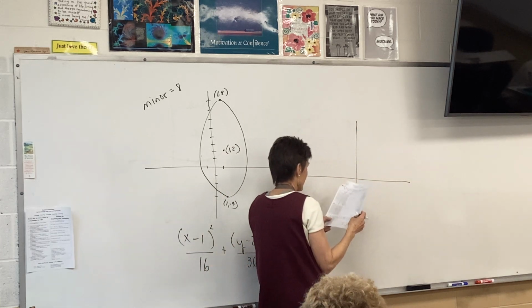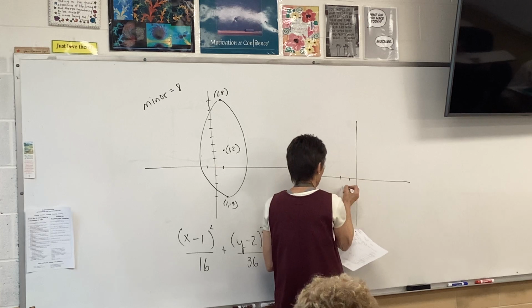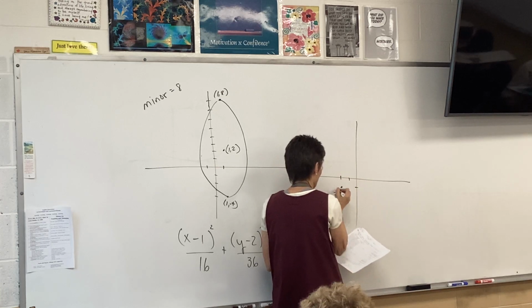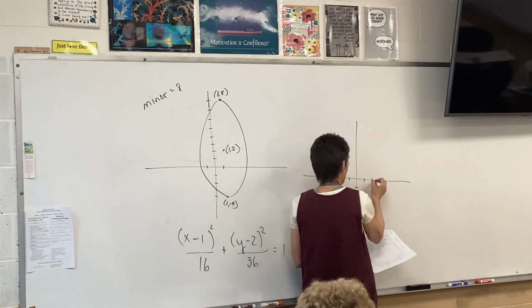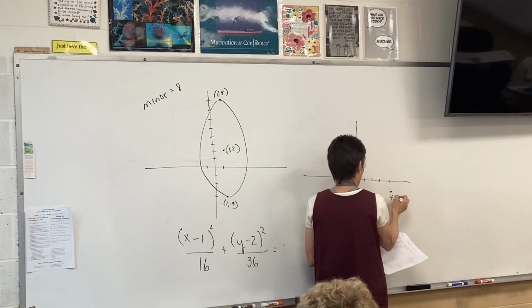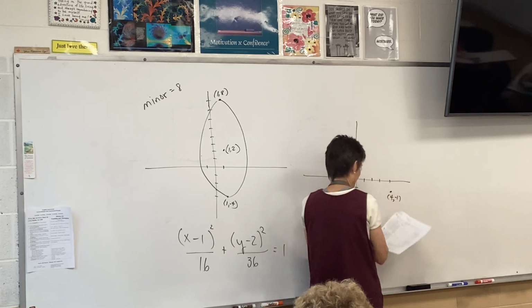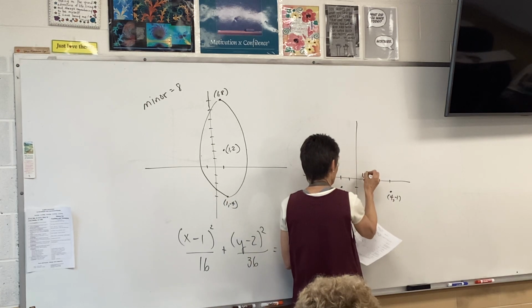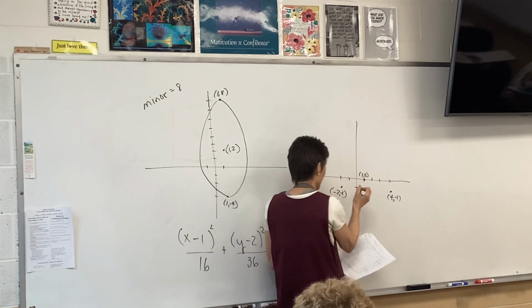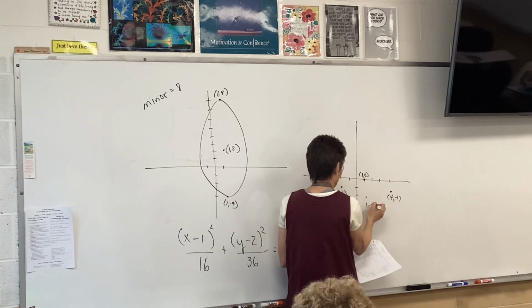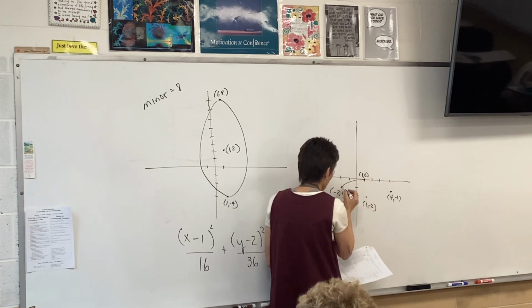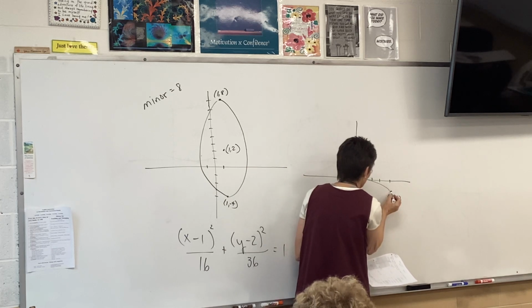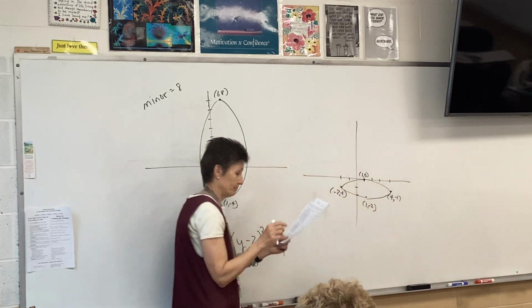Okay, so -2, -1, and 4, -1. And 1, 0, and 1, -2. So here is a picture of my ellipse.